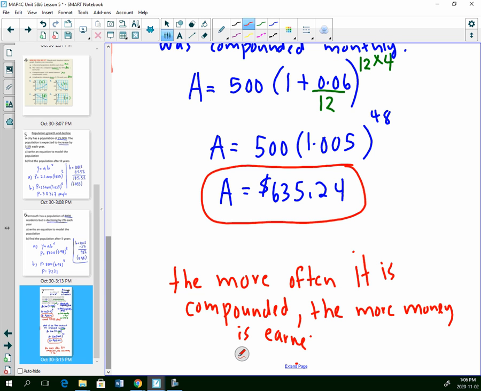Okay, and you probably already knew that because you've done compound interest before. But the idea is compound, especially with exponential functions, the more often we apply the exponent, the more money we're going to make at the end of the day.